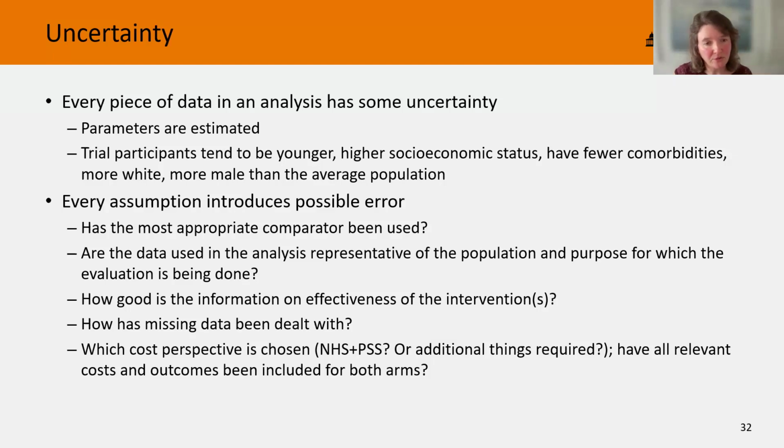Have we included all the costs? Have we chosen the right cost perspective? Is it NHS and personal social services, or do we also need other things beyond that? And have we included all the relevant costs and outcomes for both arms? So all of these things carry some uncertainty into our analysis.